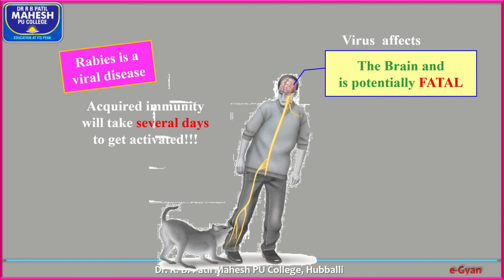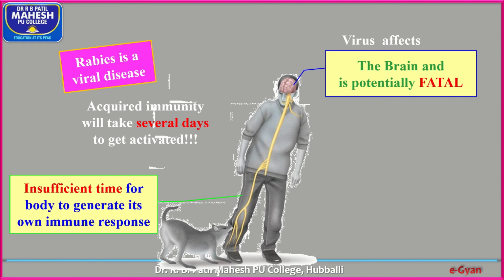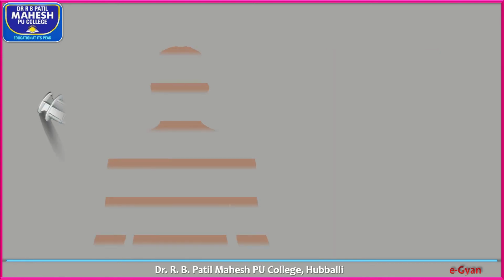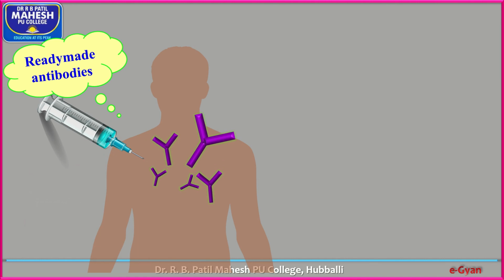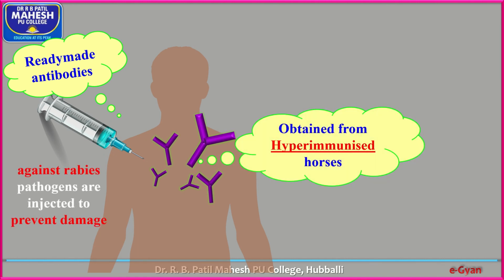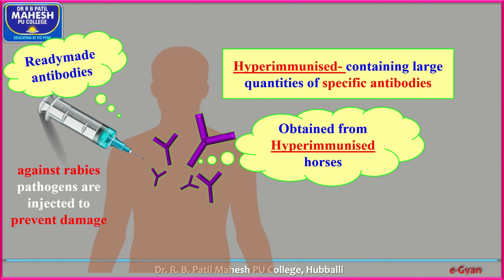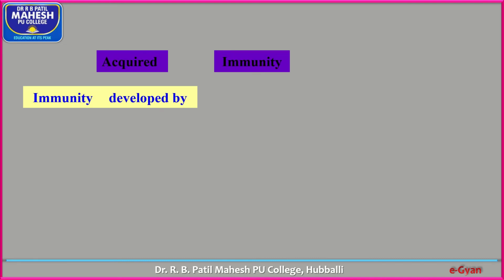Acquired immunity will take several days to activate, so there is insufficient time for the body to generate its own immune response. Ready-made antibodies are injected against rabies. These are obtained from hyperimmunized horses, containing large quantities of specific antibodies, and these antibodies help in protecting against the rabies virus.